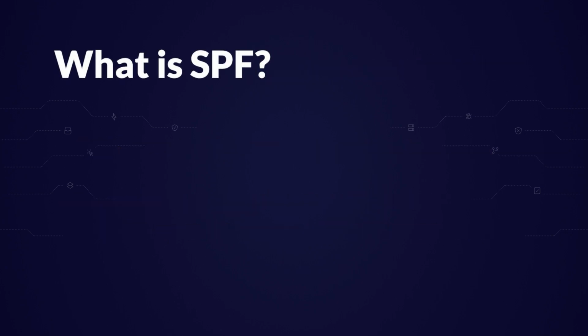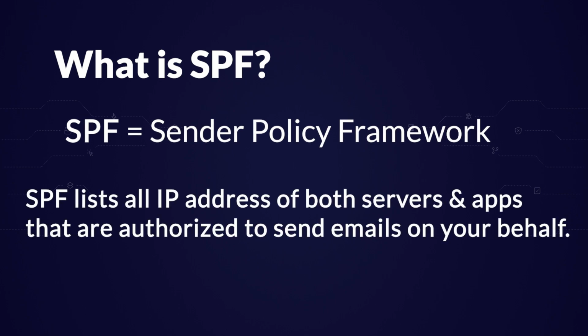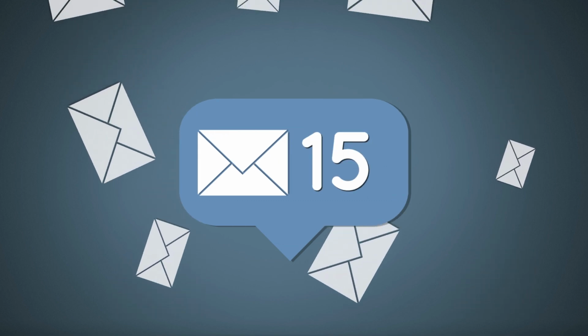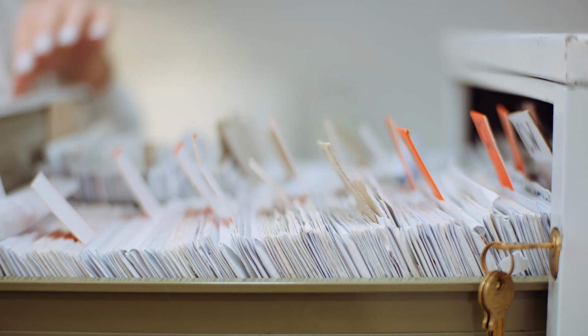Let's start with SPF, and no, I'm not talking about sunscreen. SPF stands for Sender Policy Framework. This lists all of the IP addresses of both servers and apps that are authorized to send out emails on your behalf. When a customer's email provider receives an email, they can check the SPF records to make sure the message came from an authorized server. And while the email server sometimes won't outright block emails that fail authentication entirely, they'll instead mark the messages as spam.